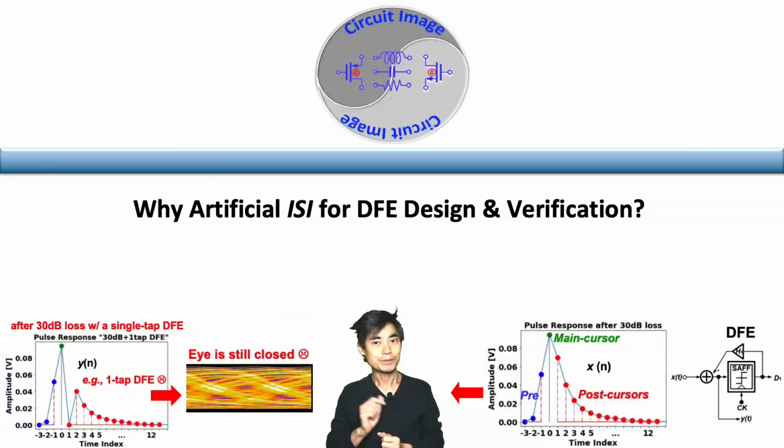Let me first explain what I mean by artificial ISI. Artificial Inter-Symbol Interference (ISI) refers to the deliberate introduction of distortion in a communication signal to achieve a specific purpose, especially in SerDes design. I will describe why we need the artificial ISI for DFE design and verification.